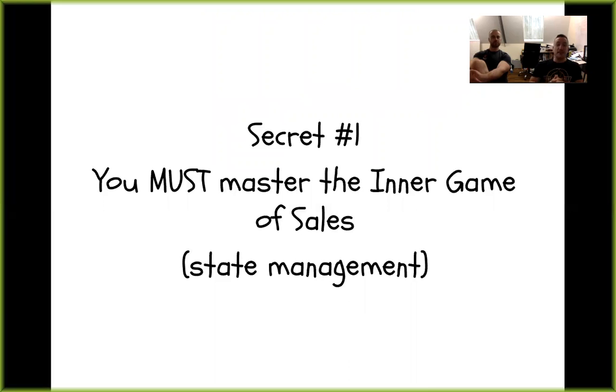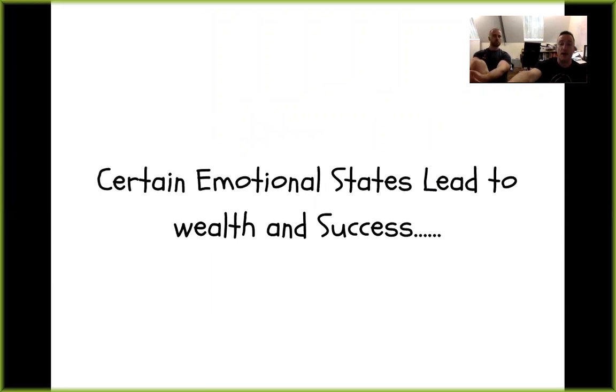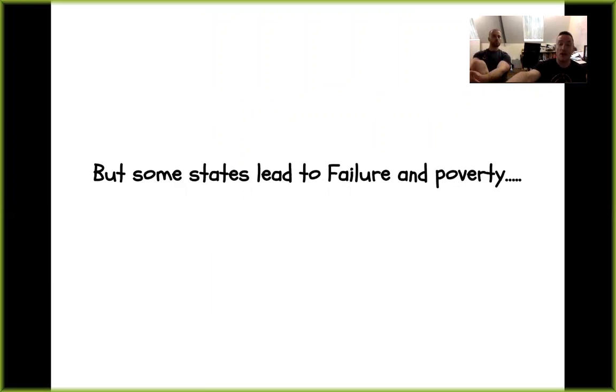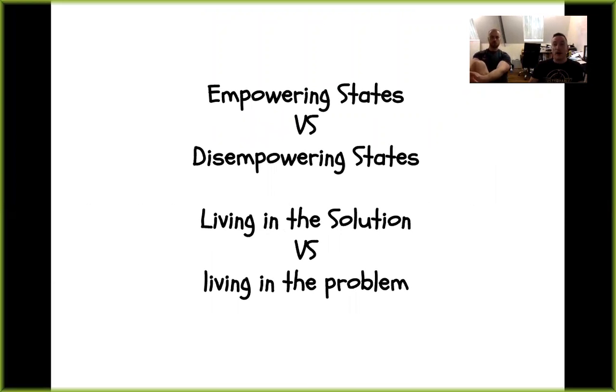You need some secrets. So this is the thing. The first secret is you must master the inner game of sales. And basically what that is, is state management. State management is how you feel in the moment, moment to moment, what way you're acting. Certain emotional states lead to wealth and success, like certainty, conviction, and clarity. That's the good stuff. Other ones lead to failure and poverty, like uncertainty, fear, overwhelm, greed, and anxiousness. That's what you want to avoid. Empowering states versus disempowering states, or what we call living in the solution versus living in the problem.